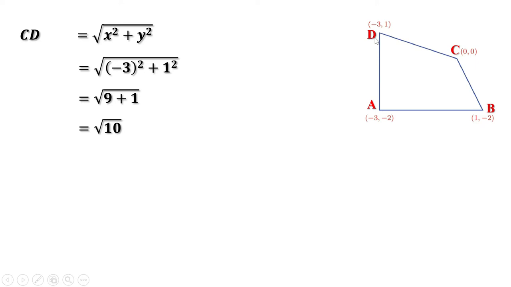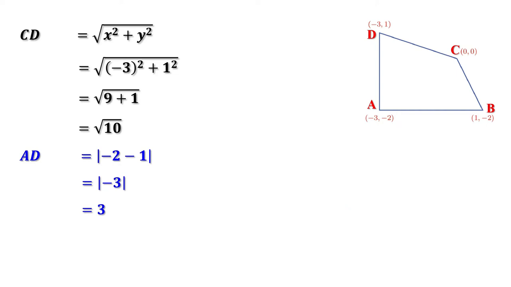Now let us find the length of the side AD. It is the distance between the points -3, -2 and -3, 1. See, the x coordinates are the same. That means these points are on a line parallel to the y-axis. Therefore, the distance between them is the absolute value of the y differences. That is, the length of AD is the absolute value of -2 minus 1. -2 minus 1 is -3. So this can be written as the absolute value of -3, and that is equal to 3. That means the length of the side AD is 3 units. So we have found the length of all the 4 sides.